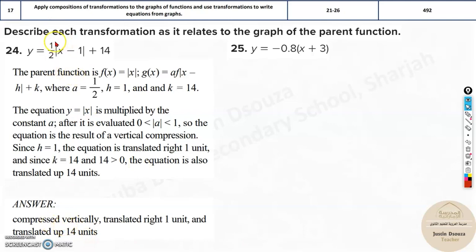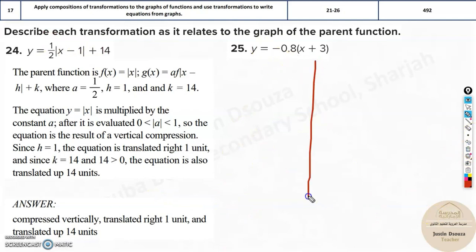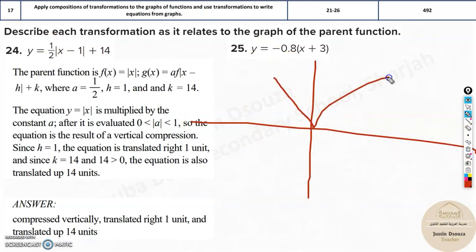And lastly, here there is one more thing: whatever is there inside with x. Now, x minus 1, you need to equate this to 0. The x value is equal to 1. Imagine this is the vertical axis and this is the absolute value function. If it is minus 1, it will move to the right. It will translate to the right side.